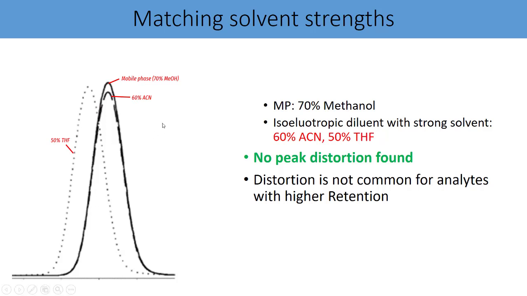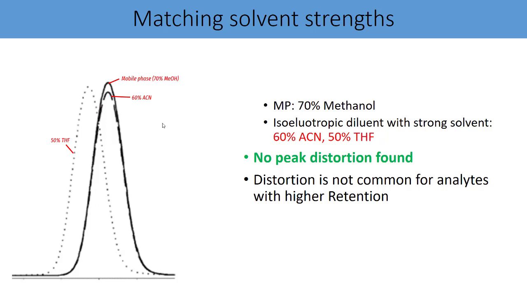Now can you see whether there is a distortion in the peak shape, or the peak shape is perfectly alright? Here you only try to match the strength of the diluent and your mobile phase, and you have resulted in a very good peak shape. The same kind of observation can be noted even with 50% THF as a diluent. The reason is their strength is one and the same. And hence, you can conclude that in case your diluent and mobile phase strength is closer, no peak distortion will be found.